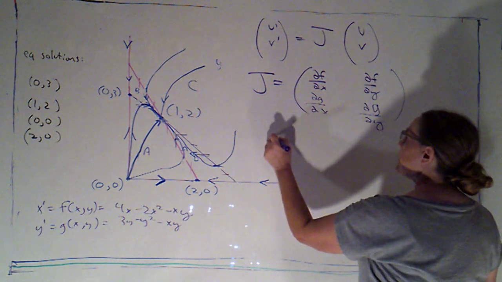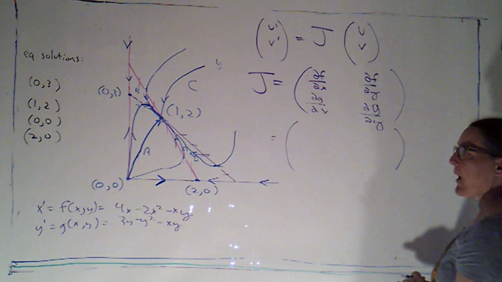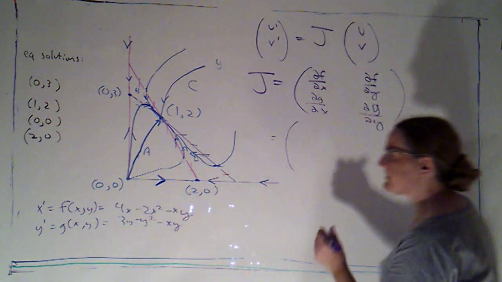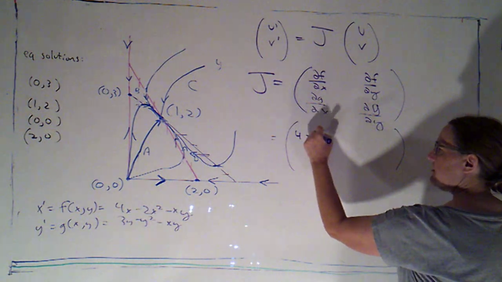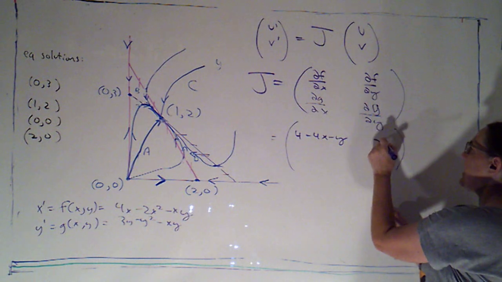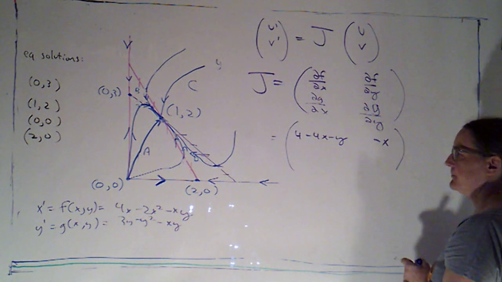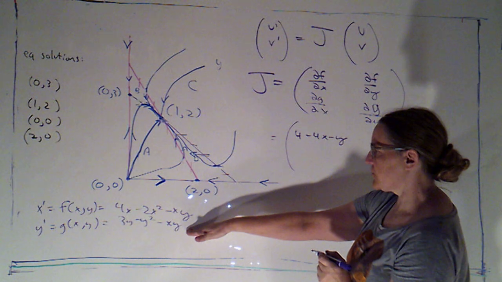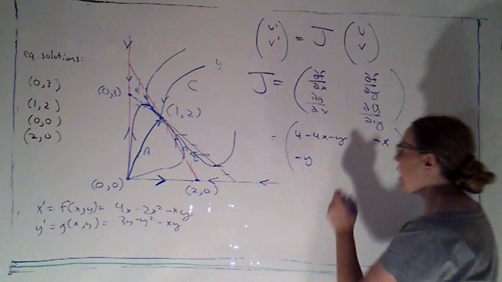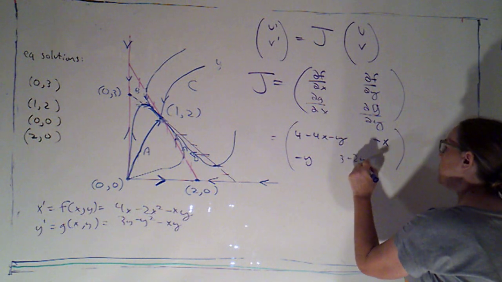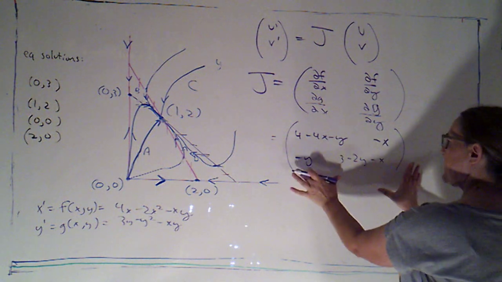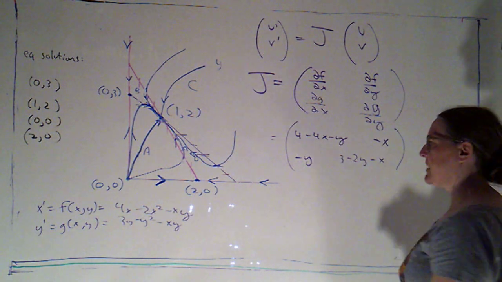Okay. So if I take a look at what that is, here's f. Partial with respect to x is going to be 4 minus 4x minus y. Partial with respect to y is just going to be negative x. Here's g. Partial with respect to x is just negative y. Partial with respect to y is 3 minus 2y minus x. Okay, so that's a formula for my Jacobian matrix.